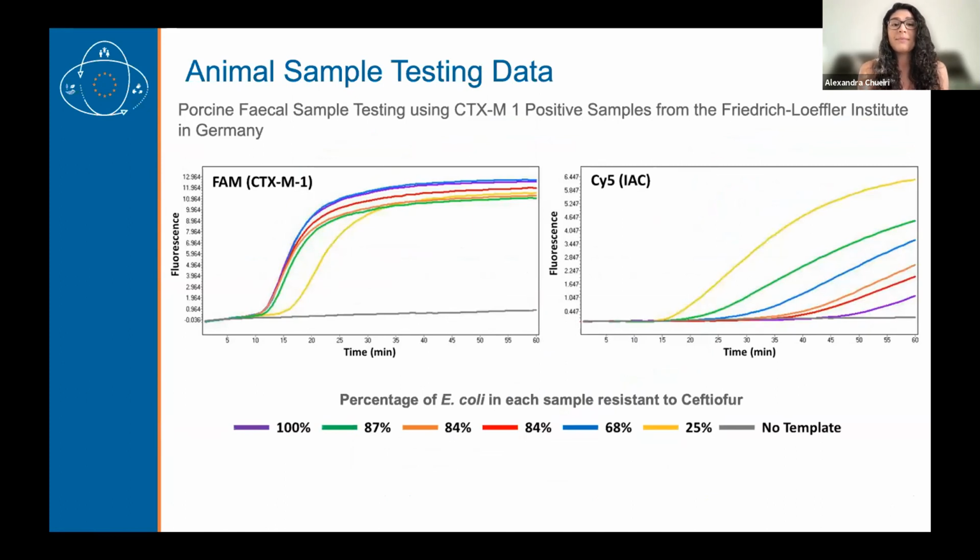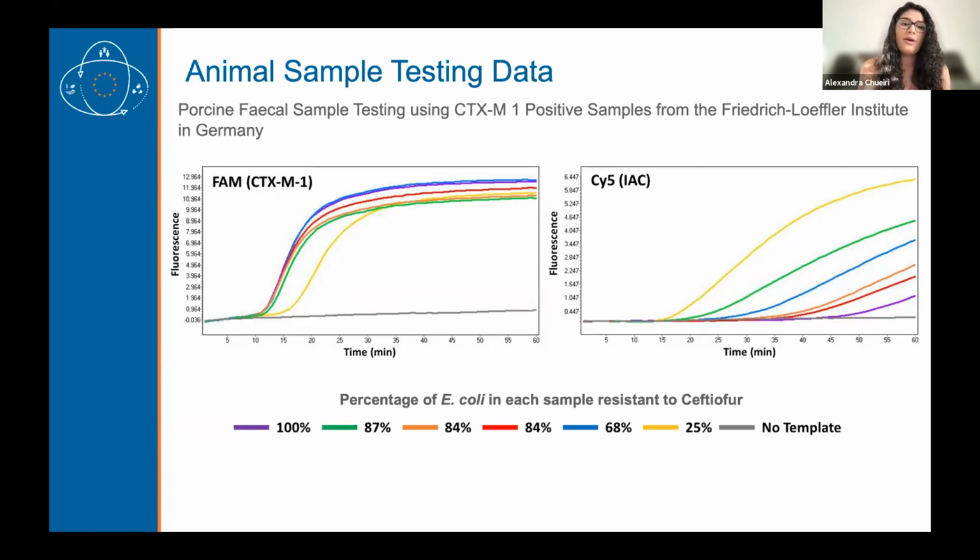Now we move on to our animal sample testing data. So this would be our porcine fecal samples. The previous were our environmental samples. So this would be our porcine fecal samples that were CTX-M positive from Germany. And so on the left, again, we have our CTX-M-1 because all of the samples were CTX-M-1 positive. We have the percent of E. coli in each sample resistant to ceftiofur. Ceftiofur is a cephalosporin used in veterinary medicine. So it's just an antibiotic that we're seeing if it's resistant to.